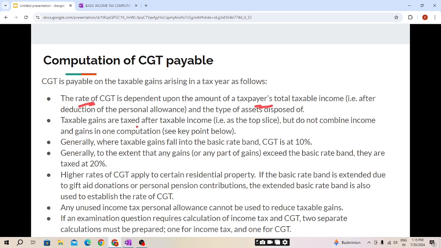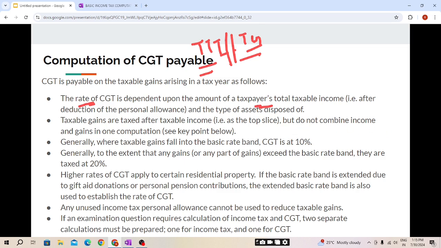Taxable gains are taxed after taxable income. So this means, students, taxable total income. The taxable gains are taxed after the total taxable income, as the top slice of income. After the total taxable income, the taxable gains will be taxed.